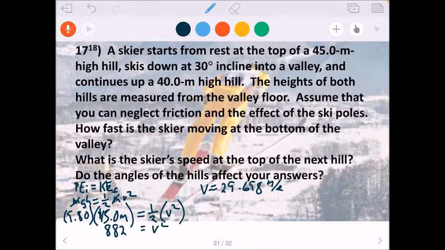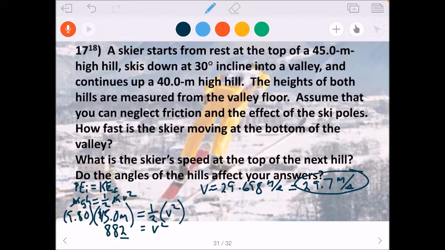And in this case, over on the left-hand side, I have 3 sig figs. The 1/2 is exact. And so when I take the square root, I can end up with three significant figures as well. So my final answer should be 29.7 meters per second. Now for the second part of this question, what is the skier's speed at the top of the next hill?